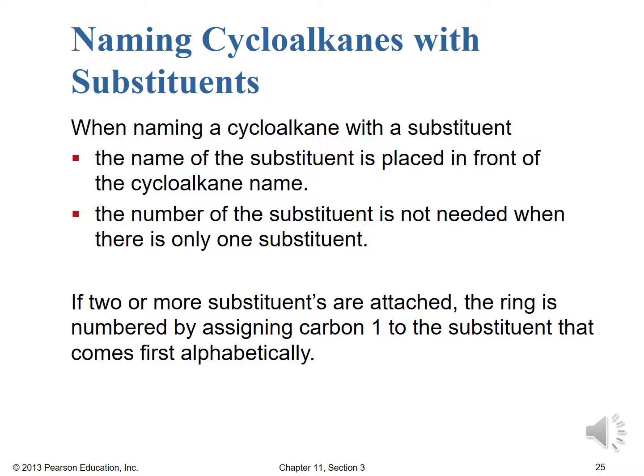They're essentially the ring, every position's equivalent with just one substituent. But once we get multiple substituents, if we have two or more attached, the ring is numbered by assigning carbon 1 to the substituent that comes first alphabetically. So alphabetical order so far has trumped anything else. So we want that alphabetical order to give the carbon 1 assignment.